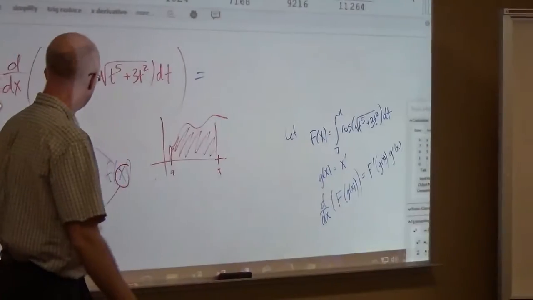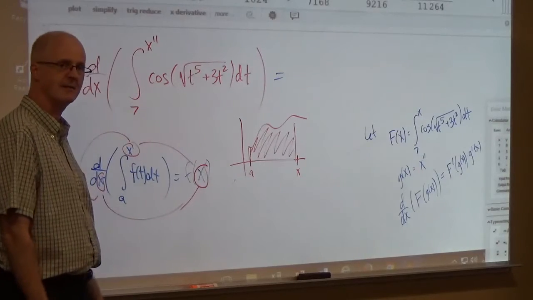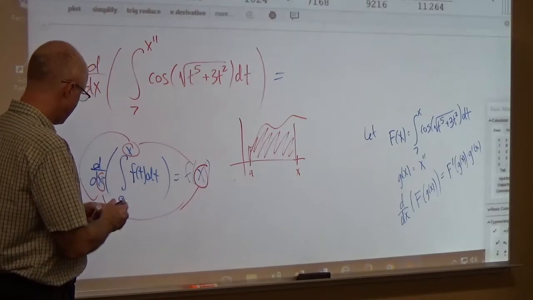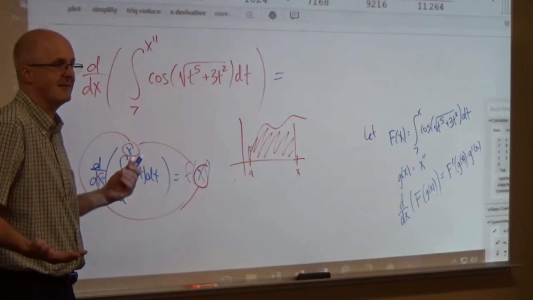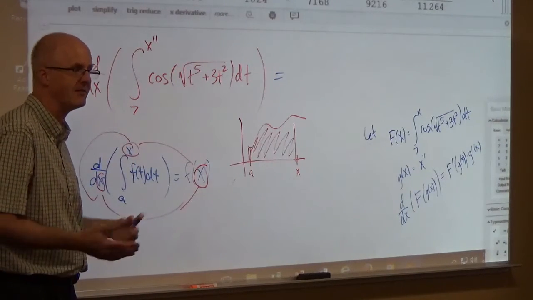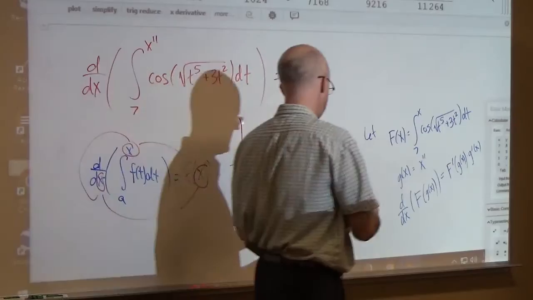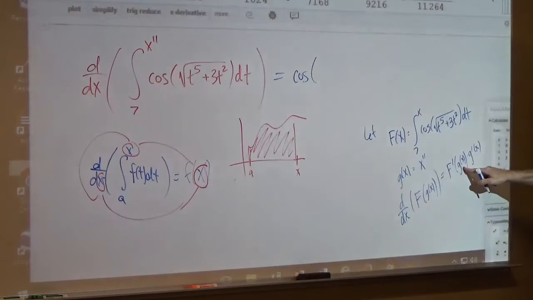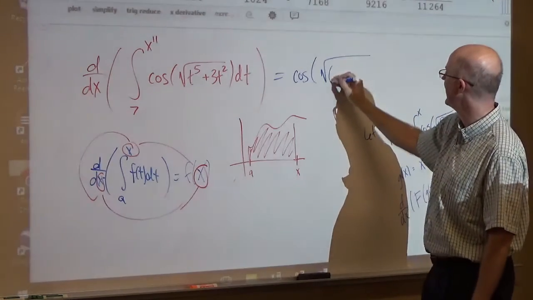The derivative of capital F is the little f that you're integrating, the cosine, with x in place of t. That's what this is. You're integrating a little f. The whole integral is the big F. The integral with the x up there is the variable. That's the big F. The derivative by this fact is the little f you integrate with an x in place of t. However, careful, with the chain rule you need to not replace t with x, but instead replace it with g of x. In other words, x to the 11th. So in place of the t goes an x to the 11th.